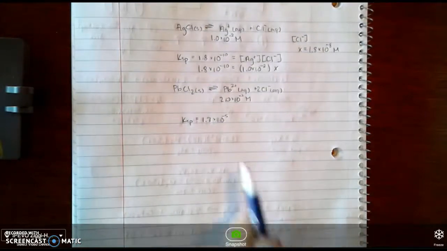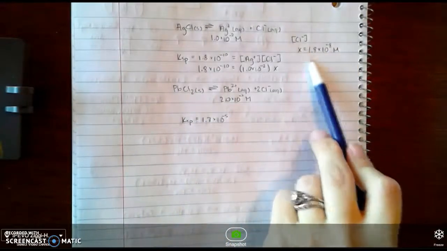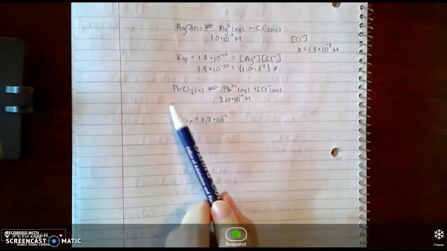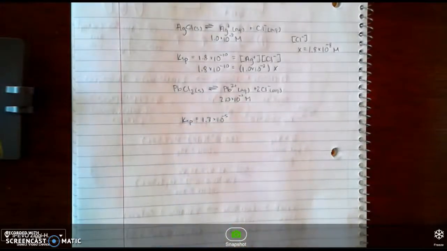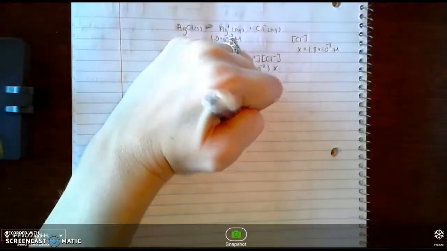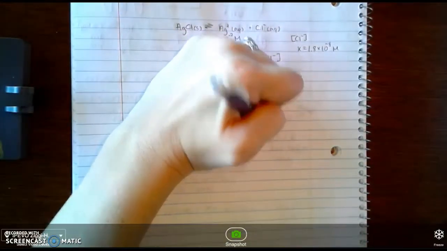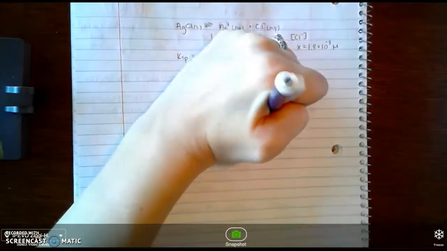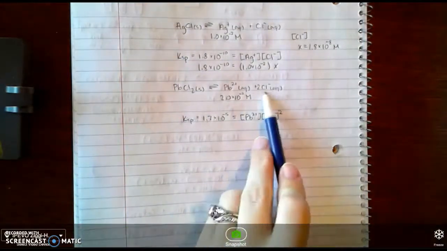Now I can do the same thing with lead chloride, and then I can compare and say which one is going to precipitate first. So I'm going to set this up the same way. I know that my KSP for lead chloride is 1.7 times 10 to the negative 5th, and that my KSP expression for lead chloride is going to be the concentration of lead times the concentration of chloride squared. Again, I'm just going to plug in what I know and then solve for my chloride ion concentration.